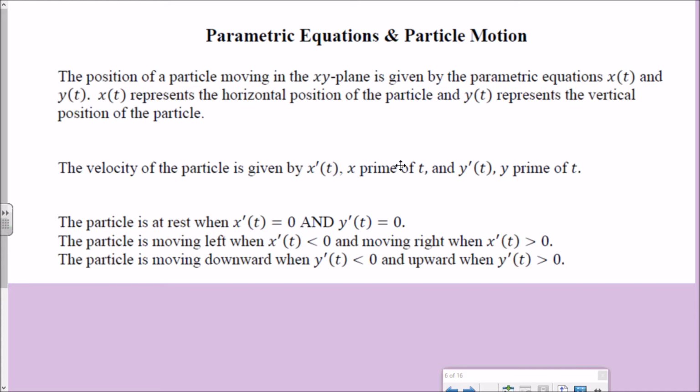And then if the particle is moving left, that means that your horizontal velocity has to be negative, right? Because it's a negative motion. Or if it's moving right, it's positive. And then upward and downward, those are going to be positive and negative as well.